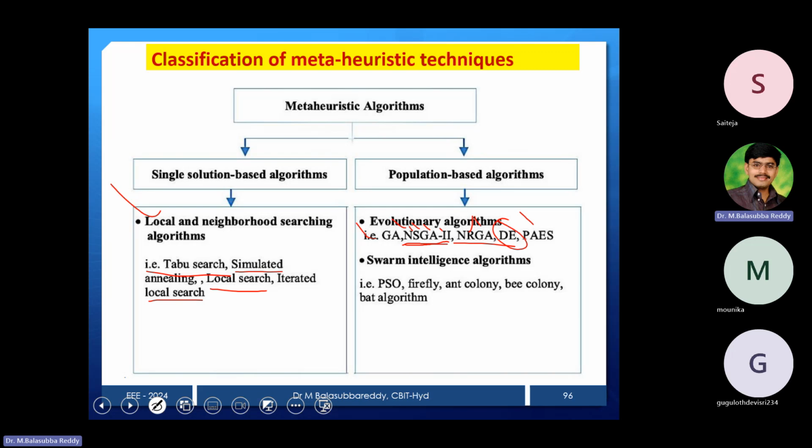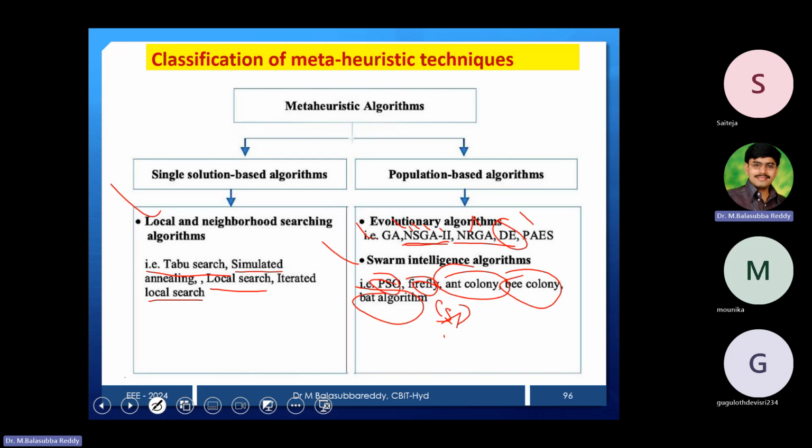I quoted only a few. And then swarm intelligence algorithms. This is also one of the popular population based algorithm categories. Again, many algorithms come into the picture: PSO, firefly algorithm, ant colony algorithm, honeybees algorithm or artificial bee colony algorithm, that is ABC, and bat algorithm. Like that, we also have the cuckoo search algorithm, which you can also use. Like that, it is related to swarm intelligence.